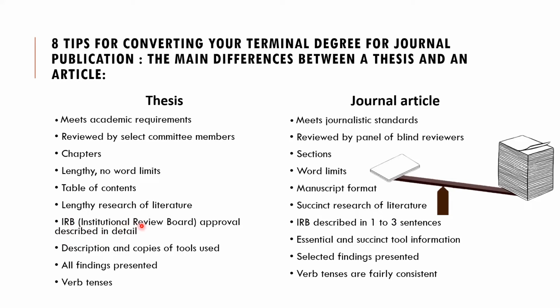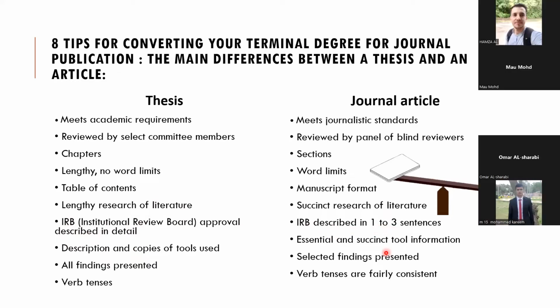Also, the IRB, which means Institutional Review Board, approval is described in detail. You need to take the approval, which they call the faculty board. In the journal, it is 3 or 4 sentences, depending on the reviewers or the editor who takes the last decision regarding your work. Also, you need to mention the description and copies of the tools used. In the article, you need essential and succinct tool information, and be precise when you mention the tools you use in your research.